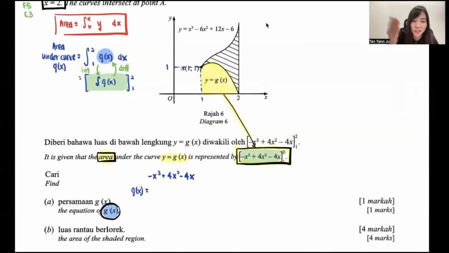This thing doesn't have a name, okay? Just differentiate it. They don't even have working marks for that because it's only 1 mark. So it's just the final answer, my dear. Here is 1. 3 times -1, -3. Power minus 1, 2. 2 times 4, 8. Power minus 1, 1. 1 times -4, -4. Power minus 1, no more x. Just like that. If you are able to write this out, you get 1 mark.